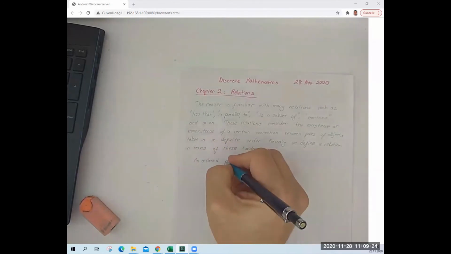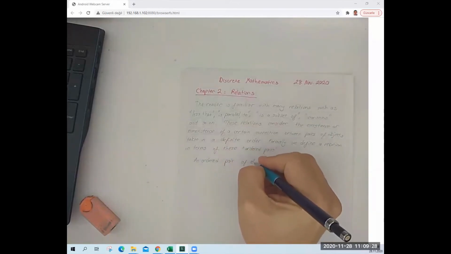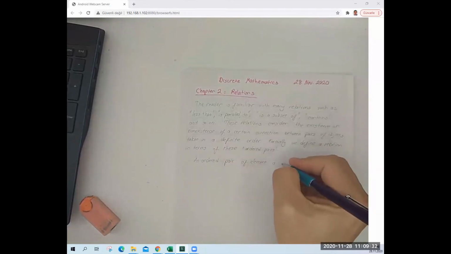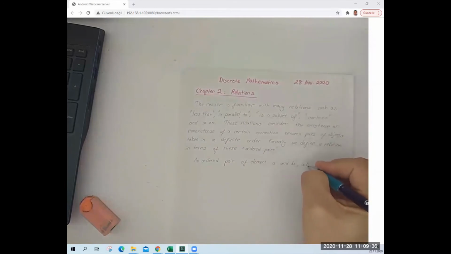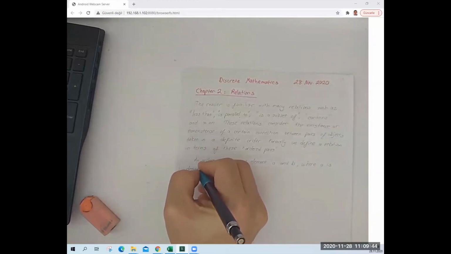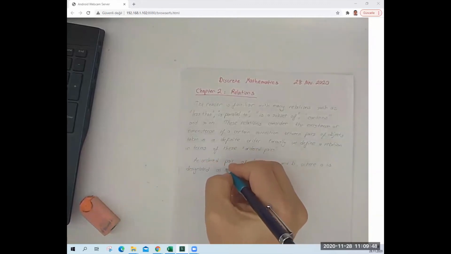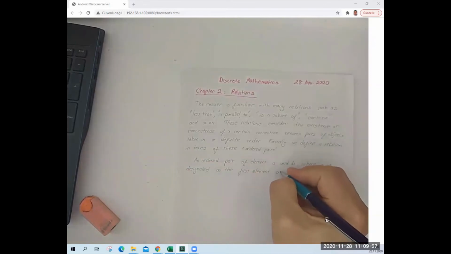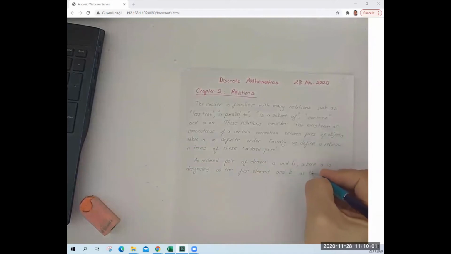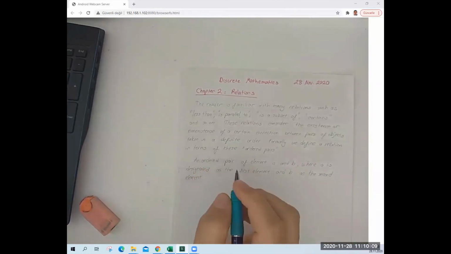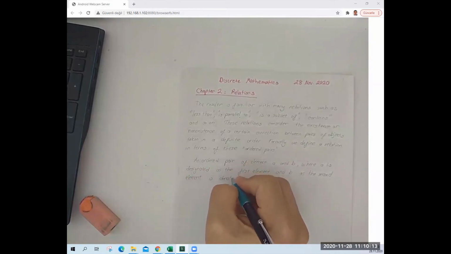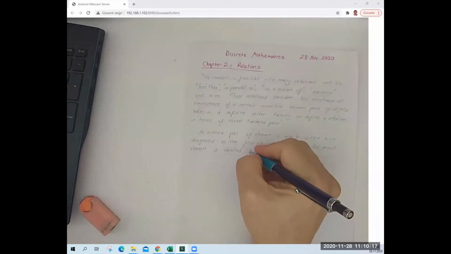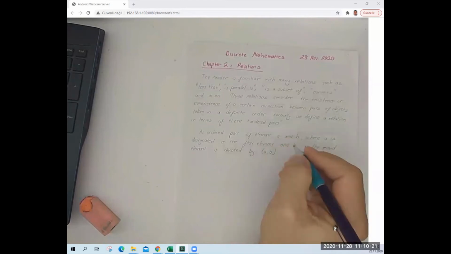An ordered pair of elements like A and B, where A is designated as the first element and B as the second element, is denoted, we will show that pair by A, B in parentheses.